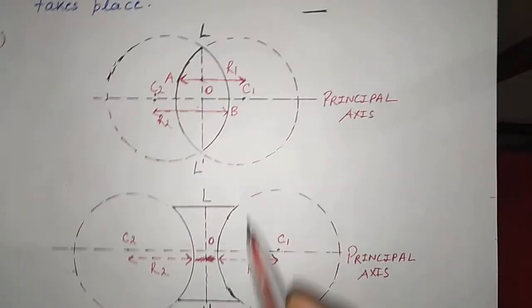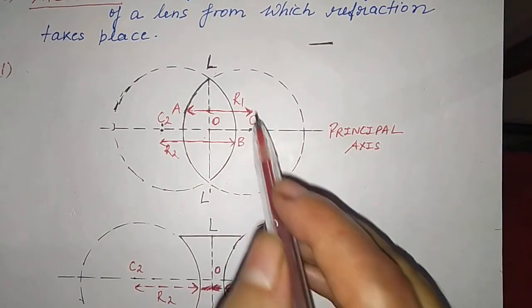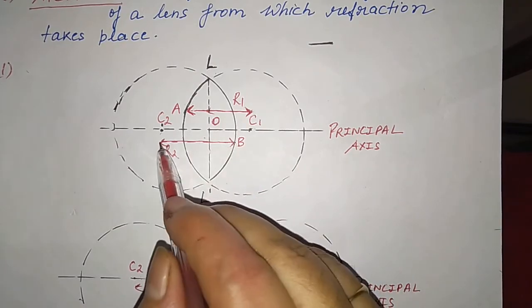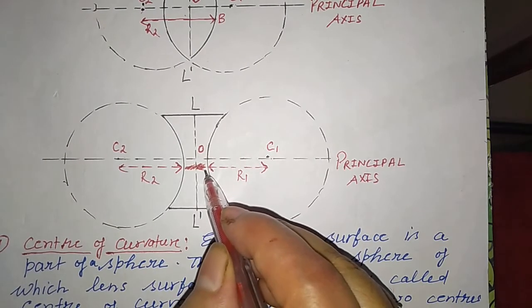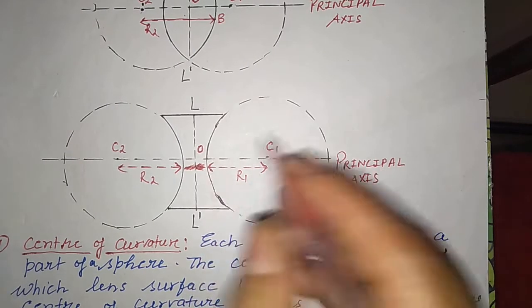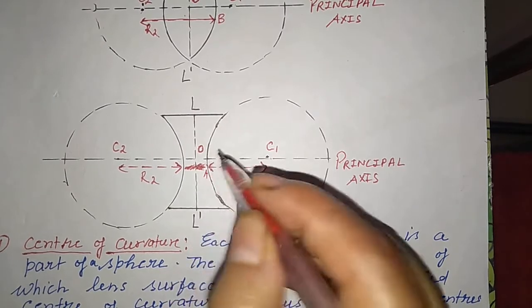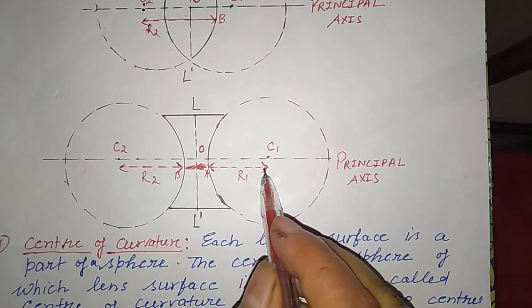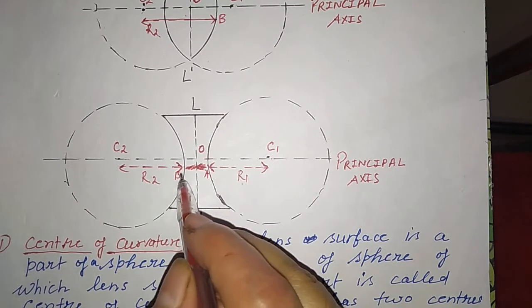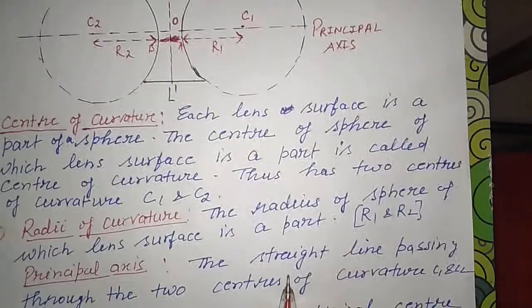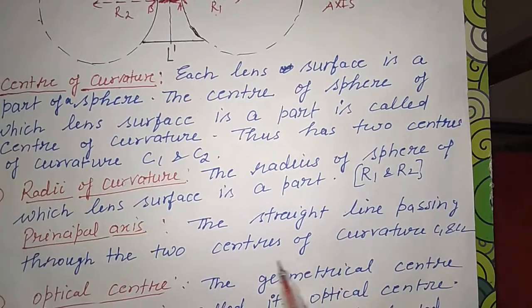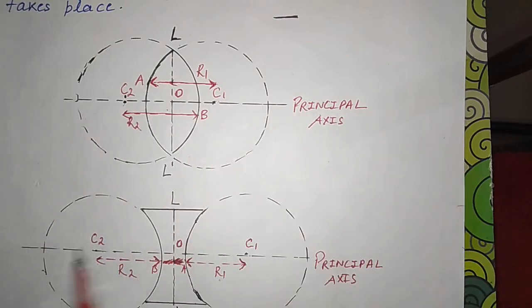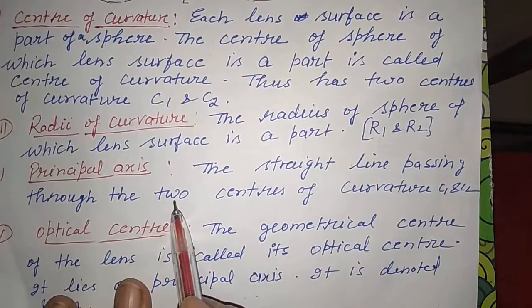Similarly in the concave lens, you can see from this surface to C2. Now in this concave lens, this point is A and this point is B. From A to C1 is the radius of curvature, and from B to C2 is the radius of curvature. Now the straight line passing through the two centers of curvature, C1 and C2, is known as the principal axis. Then the optical center.